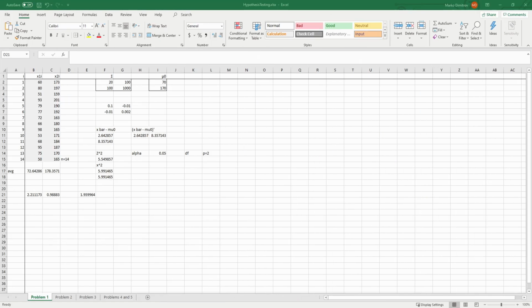Okay, let's go back to Excel. So we see our values. So why is that? Because in this case we take into consideration the covariance structure of our multivariate normal sample. So when we compute our z-square statistic, this one, we actually take the sigma into consideration.